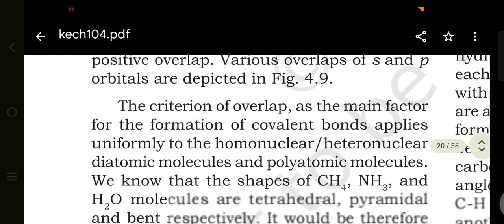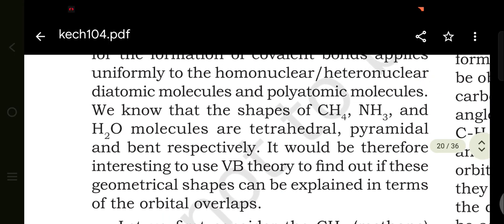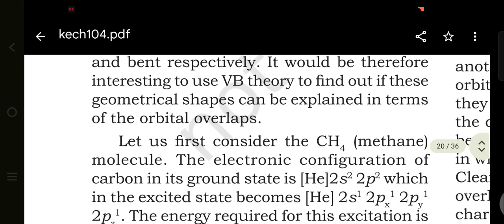The criterion of overlap as a main factor for the formation of covalent bonds applies uniformly to homonuclear and heteronuclear diatomic molecules and polyatomic molecules. We know that the shapes of CH4, NH3 and H2O molecules are tetrahedral, pyramidal and bent respectively. It would therefore be interesting to use valence bond theory to find out if these geometrical shapes can be explained in terms of the orbital overlaps.